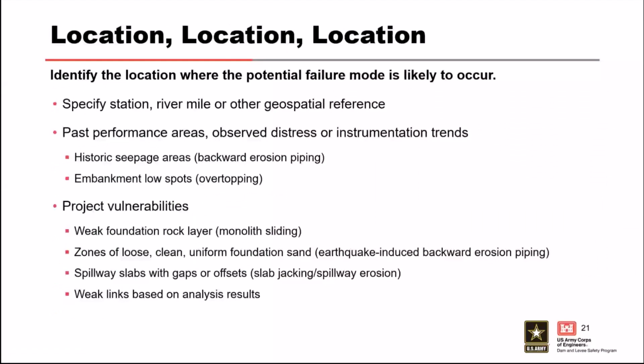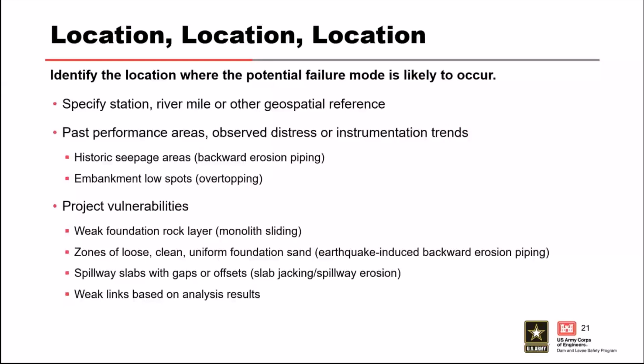In addition to the step-by-step progression for the potential failure mode to get to our end event of interest, we also need to specify the location where the potential failure mode is the most likely to occur. Discretely identifying our PFM location will allow the risk assessment team to gather the pertinent data specific to that location and will provide clarity for the potential failure mode moving forward. Make sure that the location of the PFM is specified with a station, river mile, or other geospatial reference.